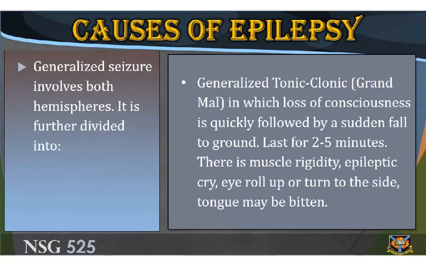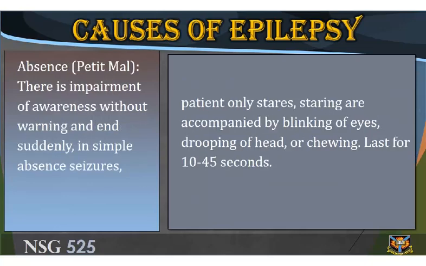Generalized seizure involves both hemispheres. It is further divided into generalized tonic-clonic, grand mal, in which loss of consciousness is quickly followed by a sudden fall to the ground, lasting 2 to 5 minutes. There is muscle rigidity, epileptic cry, eyes roll up or turn to the side, and the tongue may be bitten. Absence, petit mal: there is impairment of awareness without warning, and it ends suddenly.